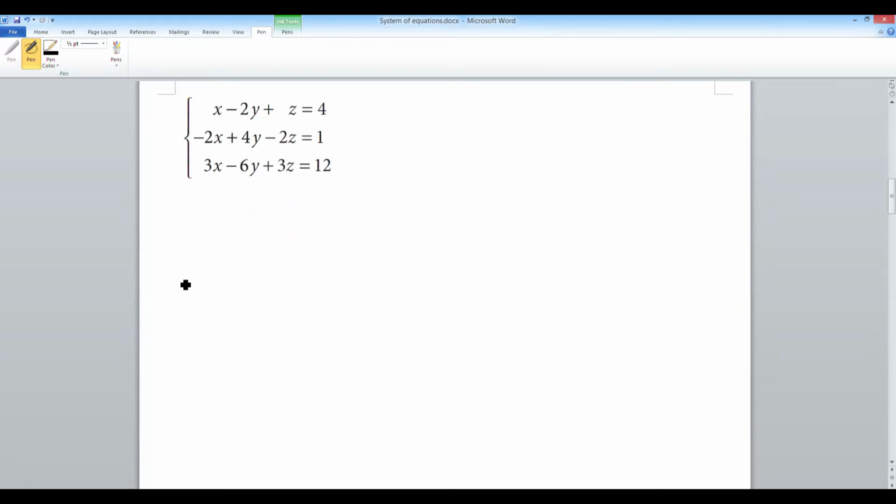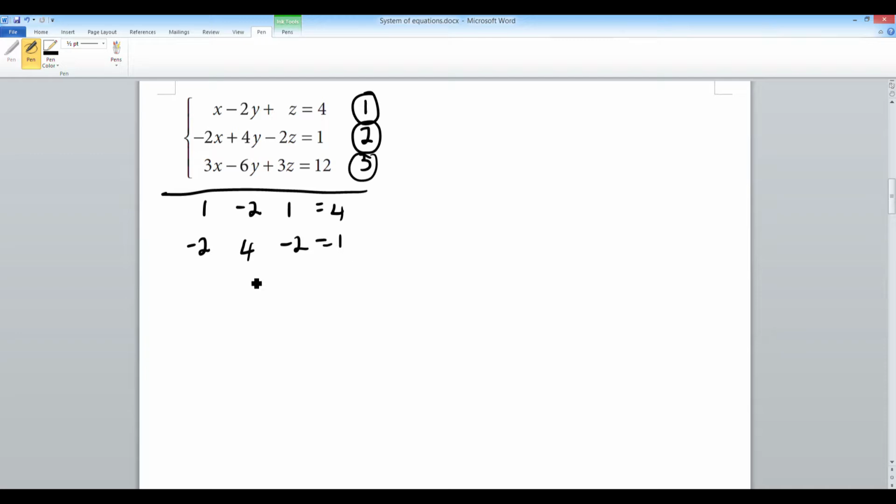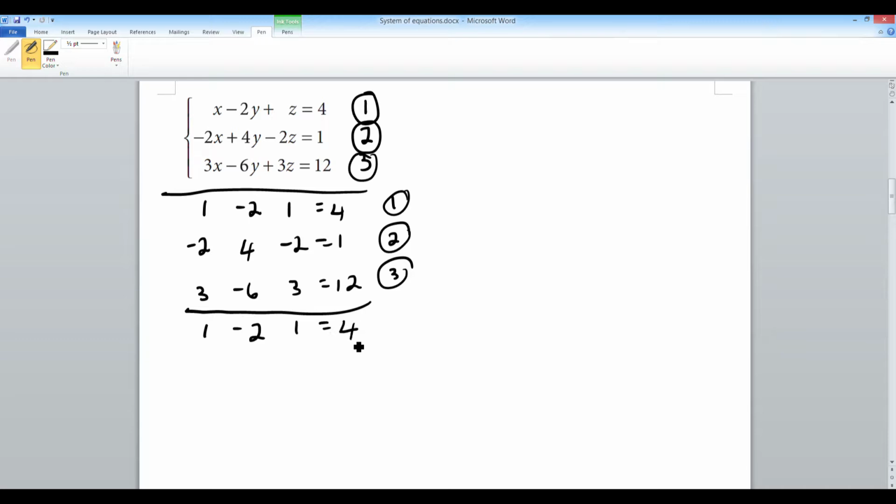The first one that we have here is I've got my three equations, so I can label them as row 1, row 2, and row 3. Then for myself, if I want, I am just going to express them in terms of their coefficients. So it's going to be 1, minus 2, 1 is equal to 4; minus 2, 4, minus 2, 1; and 3, minus 6, 3, and 12. Now, I can just go and label them again. Now, if I want to start, remember I'm going to rewrite my first equation. So I'm going to write here 1, minus 2, 1, and this is equal to 4.